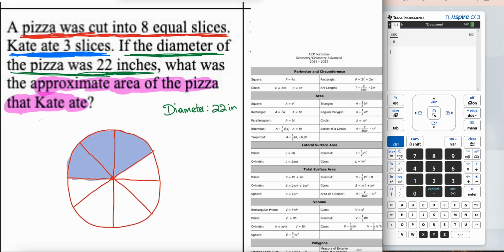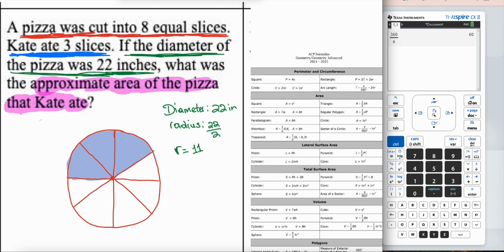Now we're going to write the radius. So if we know the diameter, then we're going to know the radius, because the radius is going to be half the length of the diameter. So if the diameter is 22, then the radius is going to be 22 divided by 2, half of it. So the radius is going to equal 11. So this is the radius of the circle. So from here to here would be 11 inches.